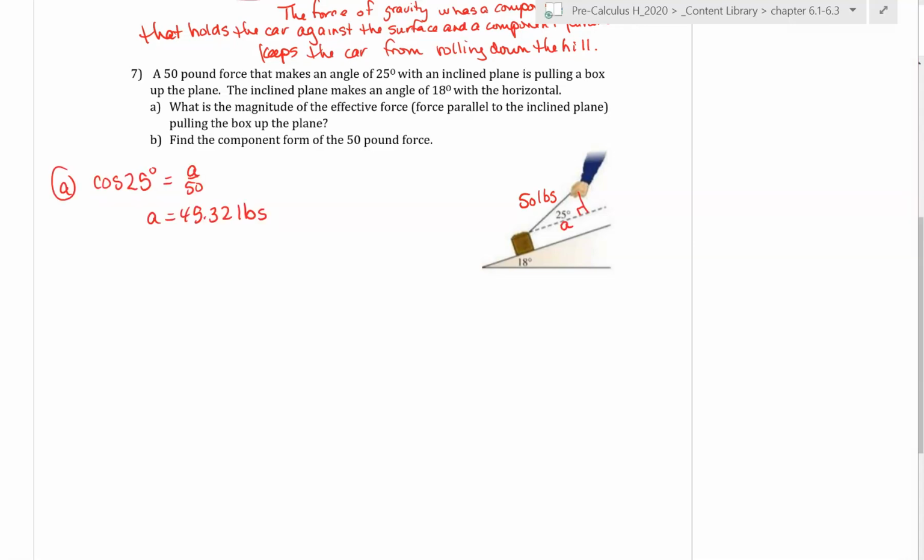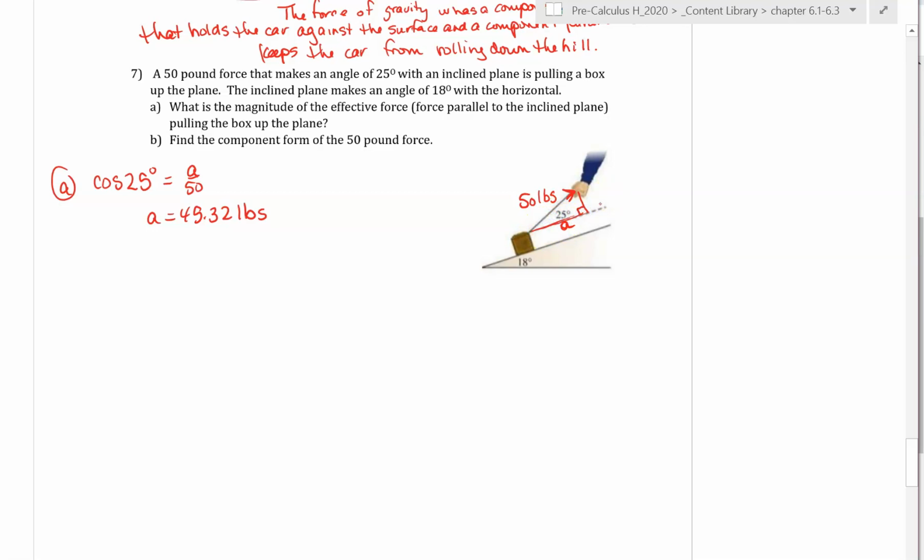Remember, they told us a 50-pound force, so that's our vector, and we're going to think of every vector as the hypotenuse of a right triangle. So we're going to break it down into its components, but it's confusing because you don't want to say x and y, since we're on an incline. So we have parallel to the incline and perpendicular to the incline. We want this particular component of the 50-pound force that's parallel to the incline.